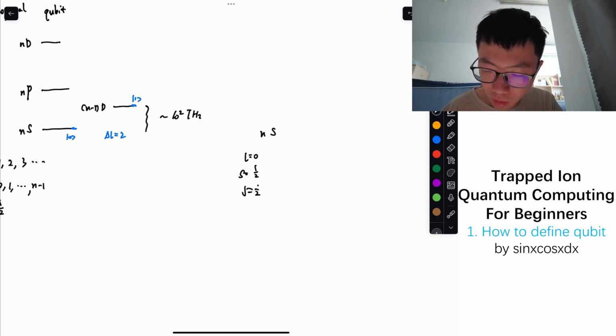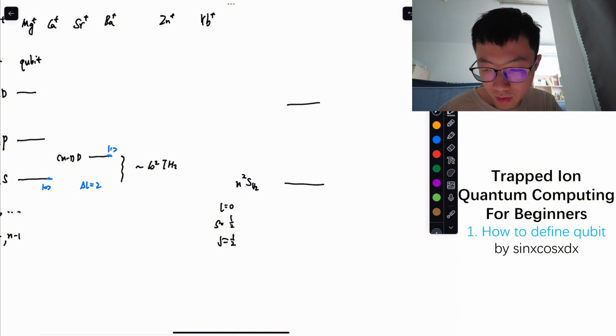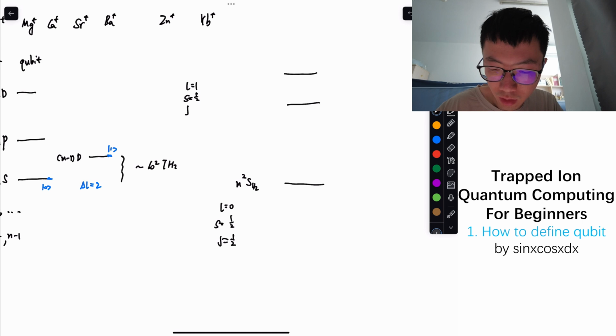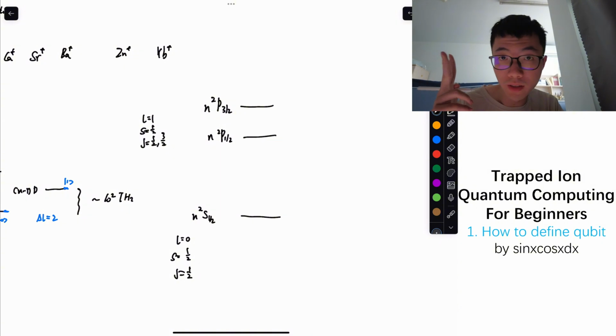So that J can only be 1/2. Okay, so this is 2, this is 1/2, and it only has one state. But as for P, it will be different. As for P, L equals 1, S equals 1/2, and J equals 1/2 or 3/2. So it has two choices. This is 3/2, this is 1/2. Two states, two choices.